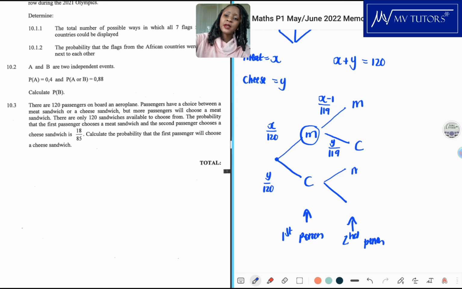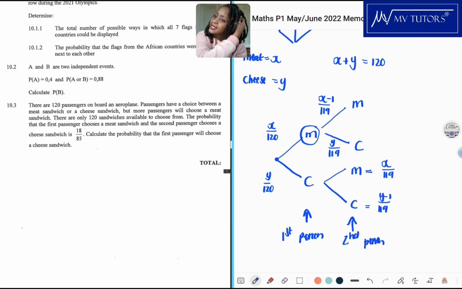Now, what is the likelihood that after that person takes the cheese sandwich, they will then take the meat? Well, let me just put it this side. I have 119 left, okay? But I still have a total of the meat because the first person took cheese. And for the cheese sandwich, the first person took 1, so I'm left with 119. If the second person also takes the cheese sandwich, it will be Y minus 1. Okay, I hope that makes sense.